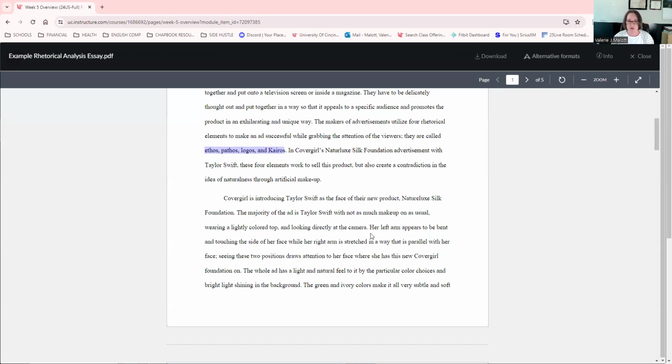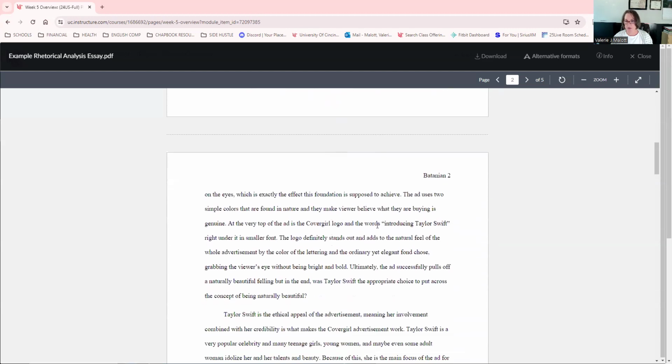1001. So, the first paragraph here we can see probably is going to be ethos, right? And they start with a topic sentence that discusses the use of a celebrity. CoverGirl is introducing Taylor Swift as the face of their new product, blah, blah, blah, right? So they talk all about Taylor Swift. They describe the ad. Actually, this isn't so much about ethos, but it's more about describing the ad.